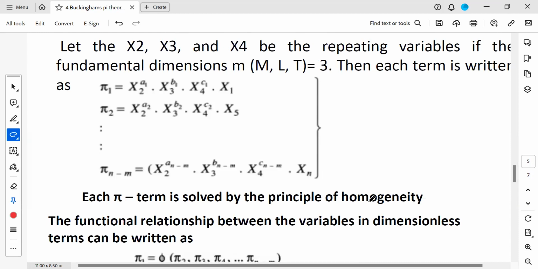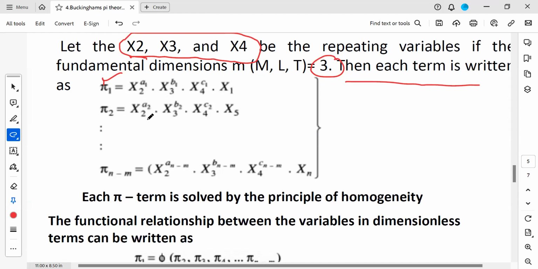Let us assume x2, x3, x4 will be the repeating variables in the physics. Let us assume three repeating variables, if the fundamental dimensions are only M, L, T, then it is 3. Then the pi terms can be written as, let us take the pi 1 term. Pi 1 is equal to x2, x3, x4, these are repeating variables, with powers a1, b1, c1, multiplied by x1.